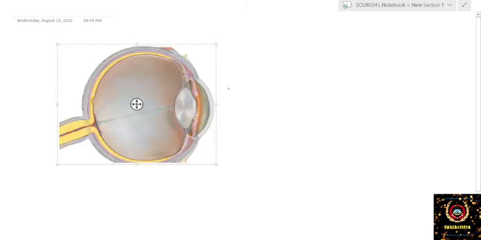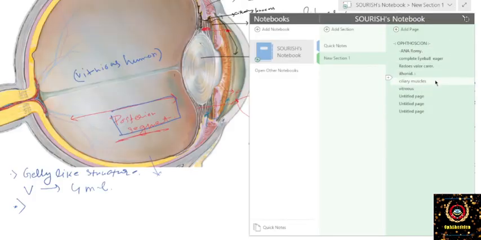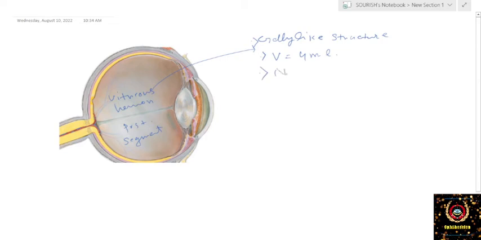So we have seen this is the vitreous humor, posterior chamber, posterior segment. Here for the vitreous humor, the first point was a jelly-like structure. Second, volume is about 4 ml. Third, it is not produced or replaced.